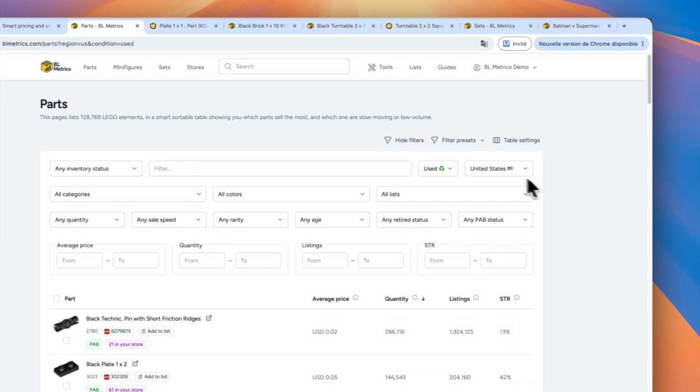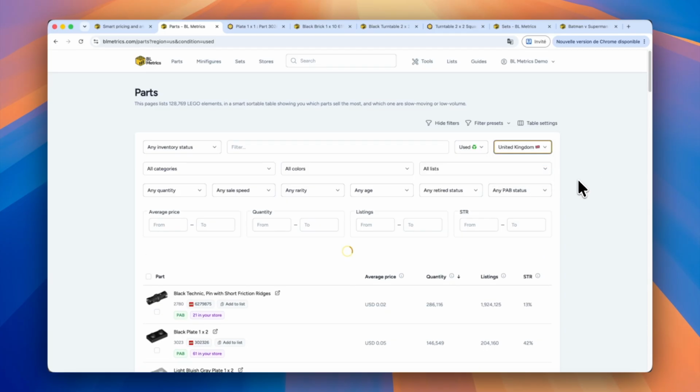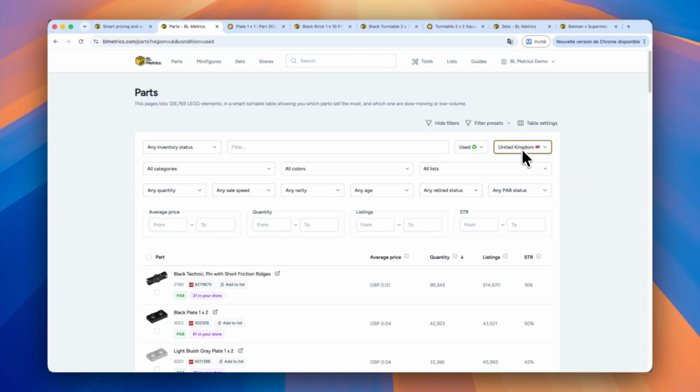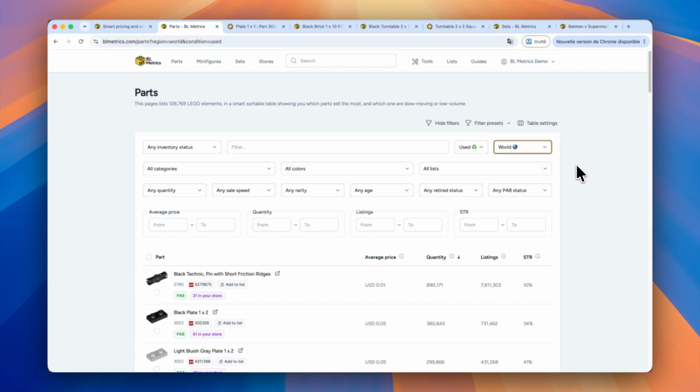Right now we support 5 regional markets, each shown in its native currency. Europe in euros, the United States in dollars, the United Kingdom in pounds, Canada in Canadian dollars, and Australia in Australian dollars. And then there's the world view, which is BrickLink's worldwide price guide shown in dollars. The world view is handy for items that barely sell in any single region or when you just want the global picture.